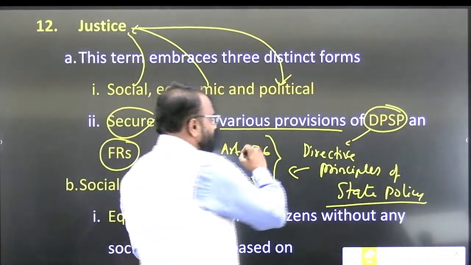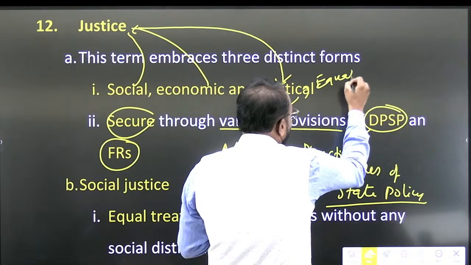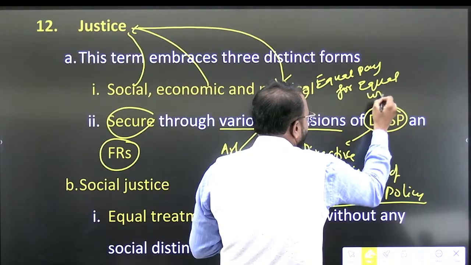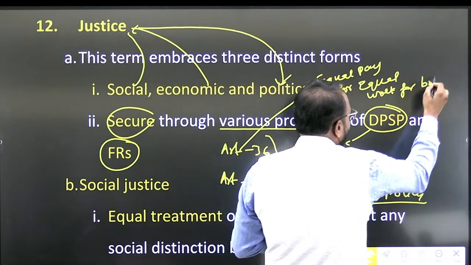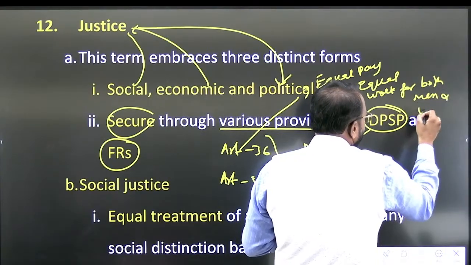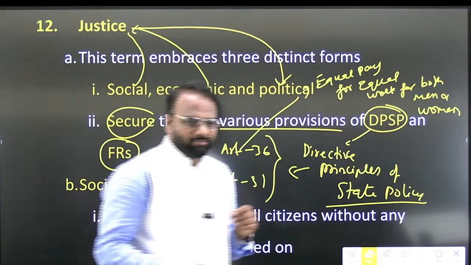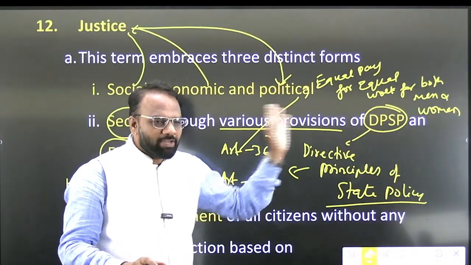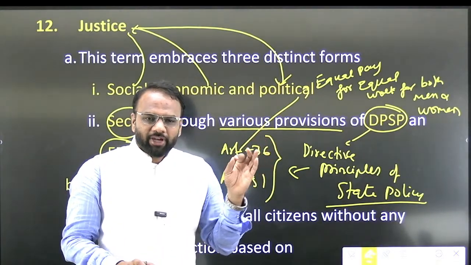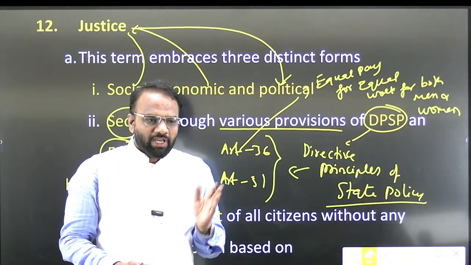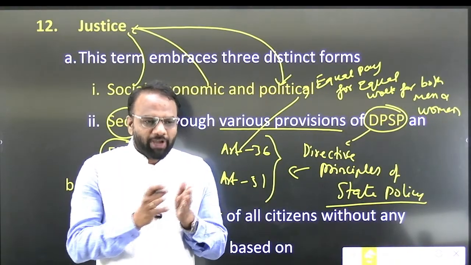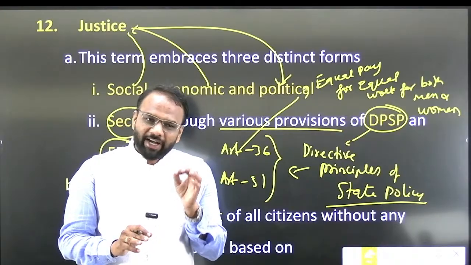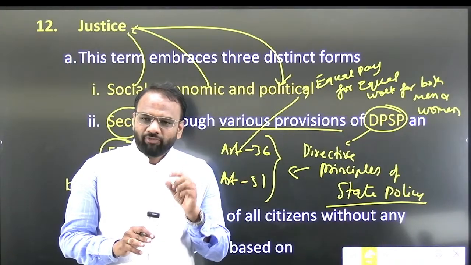For example, there is one provision: equal pay for equal work for both men and women. From article 36 to 51, there are many DPSPs, but I just took one randomly. What does it say? Equal pay for equal work for both men and women. If a man works from 10 a.m. to 5 p.m. and gets 500 rupees, then a woman who works the same hours should also get 500 rupees.